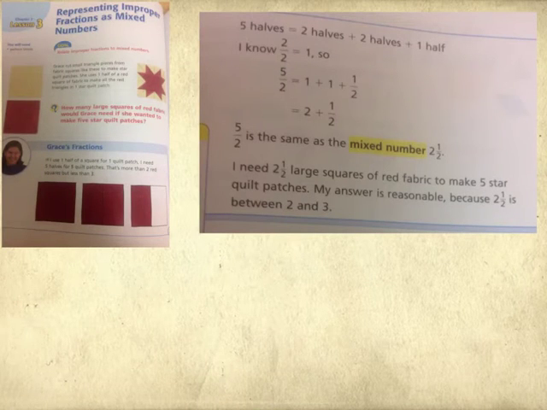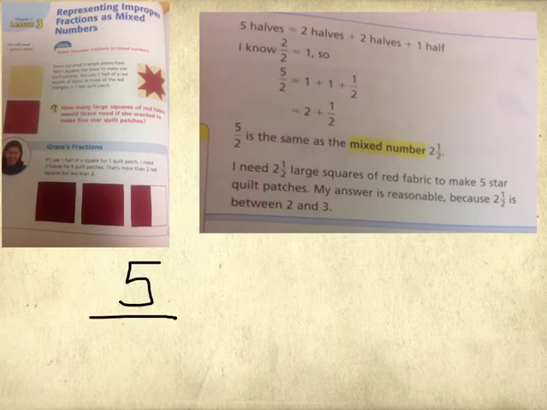So since we know that, we can just follow along with her. She said 5 halves equals 2 halves plus 2 halves plus 1 half. 2 plus 2 plus 1 is 5. So she knows 2 out of 2 is 1. So 5 out of 2, which is what we're doing, 5 halves, is going to equal 1 plus 1 plus 1 half.